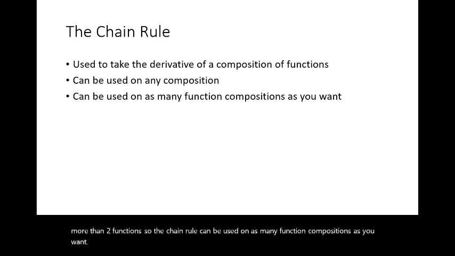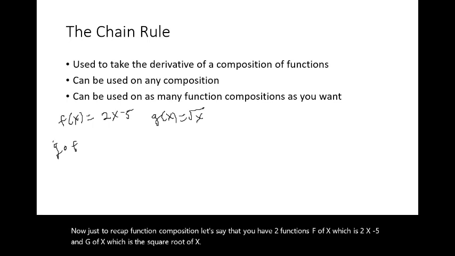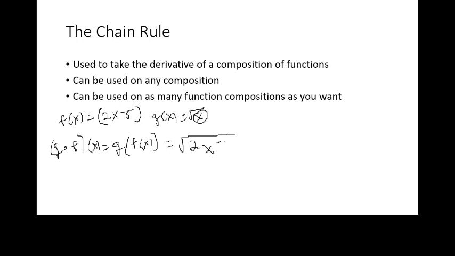Now just to recap function composition, let's say that you have two functions, f of x, which is 2x minus 5, and g of x, which is the square root of x. A function composition looks something like this. So g composed with f of x means that you are taking the entire function f of x and you are plugging it into the variable in the function called g. So g composed with f is also known as g of f of x, which means that you take the entire function f and you plug it into the variable in g. So in this case, g composed with f would be the square root of 2x minus 5.